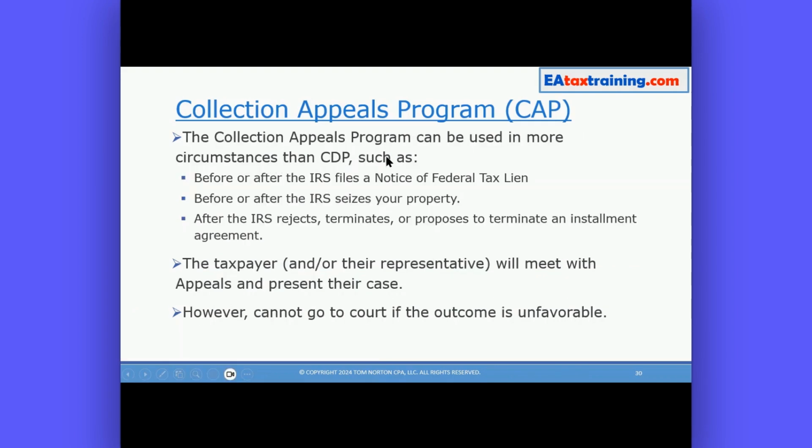This program, the CAP program, can be used in more circumstances than that CDP that we talked about. So it can be used before or after the IRS files a notice of lien, before or after the IRS seizes property, or after the IRS rejects, terminates, or proposes to terminate an installment agreement. So if you want an installment agreement and the IRS is not agreeing with it, then this is how you can appeal that. Then the taxpayer and or the representative will meet with appeals, present their case, and if the taxpayer doesn't like it, then they can go to court. They can appeal that to the courts.